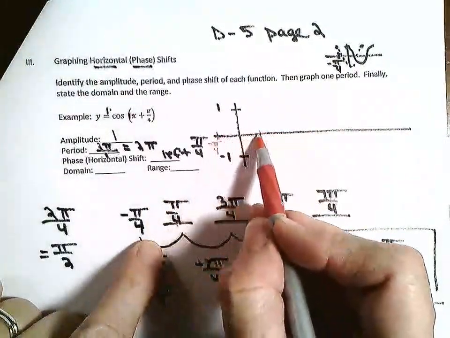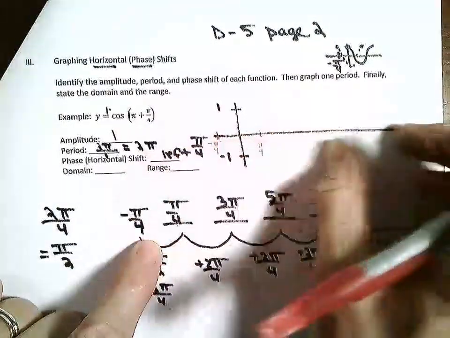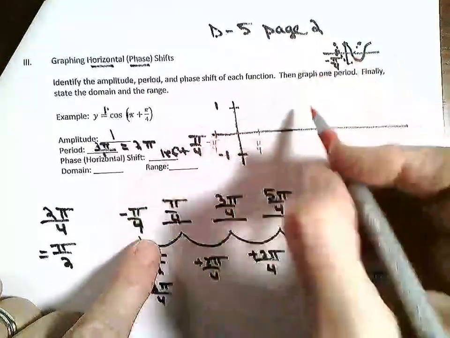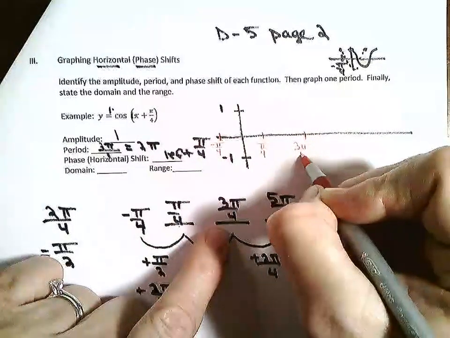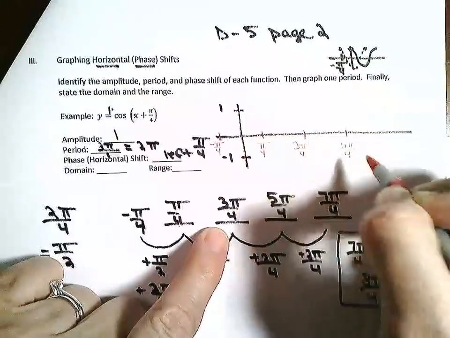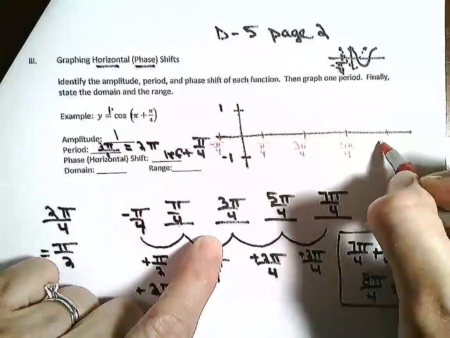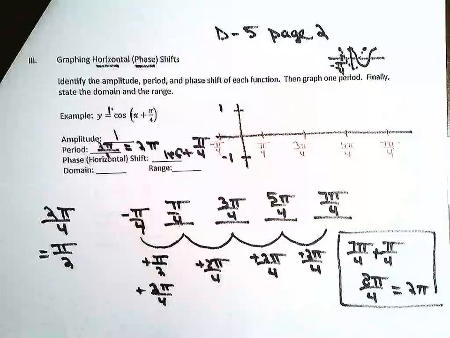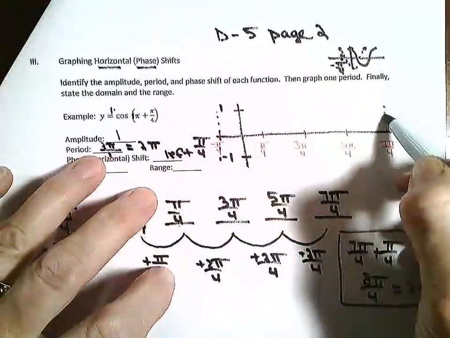And then remember, this is just 1/4 of this total period on the x-axis. And so if I just kind of estimate that, I'm going to come over here. The halfway point then will be at 3 pi over 4. Go a similar distance. The 3/4 point will be at 5 pi over 4. And then the last one will be at 7 pi over 4. So that's going to define for us the left and the right of the graph.